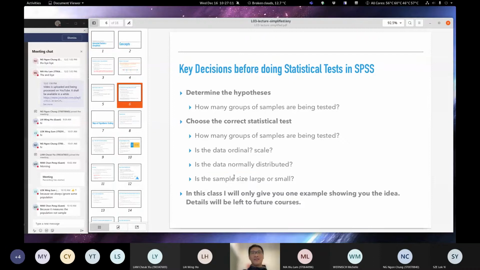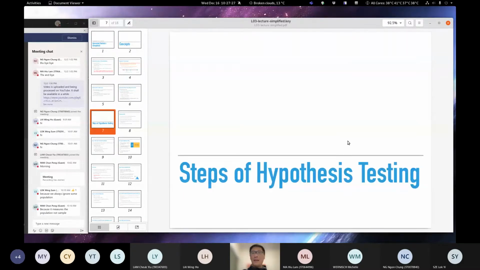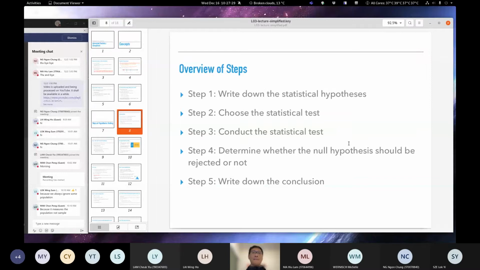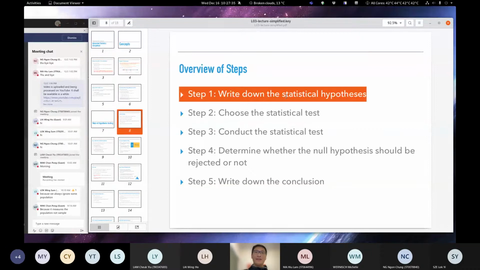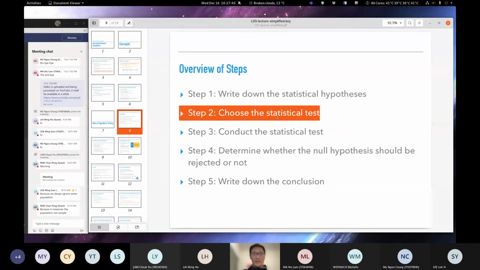Now, in the simplified version of the lecture notes, I will only give you one example to show you the idea. And then in the demonstration, not future course, but in the demonstration, I will give you more ideas. So let's look at the hypothesis testing. Now, there are 5 steps in the hypothesis testing. First of all, you need to write down the statistical hypothesis. And then, based on the statistical hypothesis and the level of measurement of the data, you choose the statistical test. That is step 2 and the most difficult step.